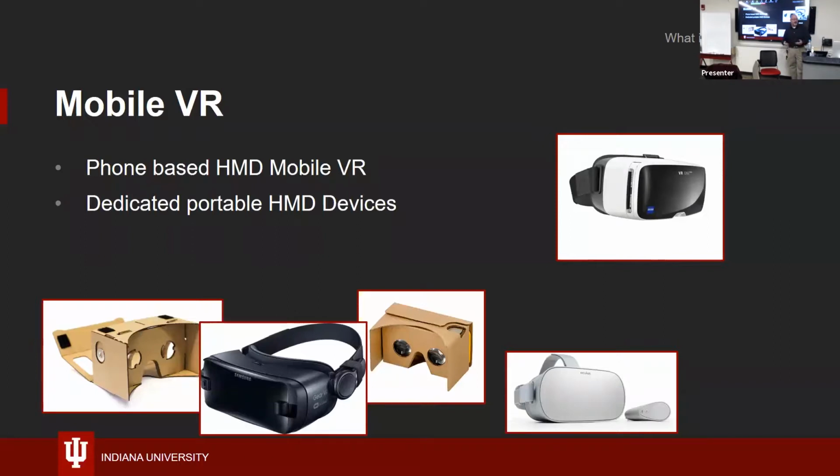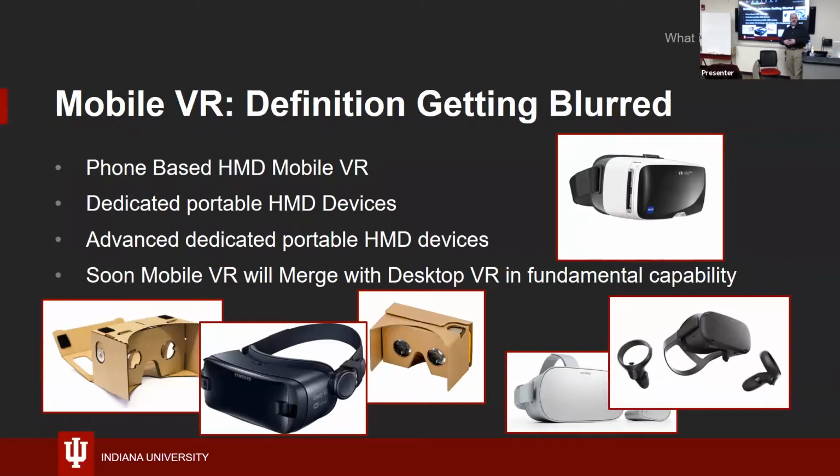Now we have some dedicated portable devices. Dedicated portable HMD devices like the Oculus Go. The Oculus Go is also a 3 degree of freedom tracking device. However, mobile VR is starting to change. I think it's this month or next month, the Oculus Quest is going to be released, which is also going to be a dedicated mobile virtual reality device. However, the Oculus Quest is going to bring in full 6 degree of freedom tracking.